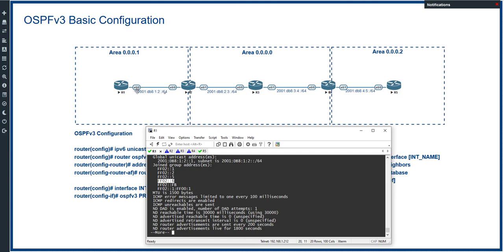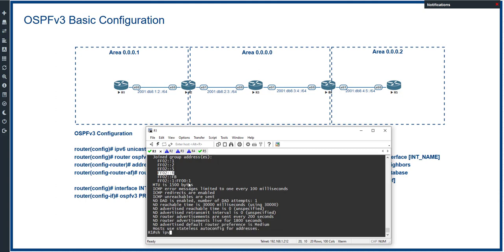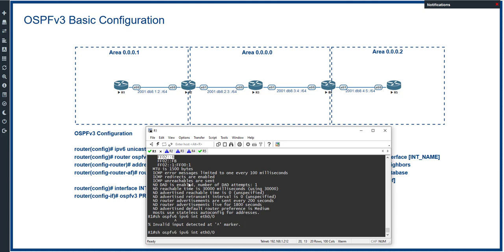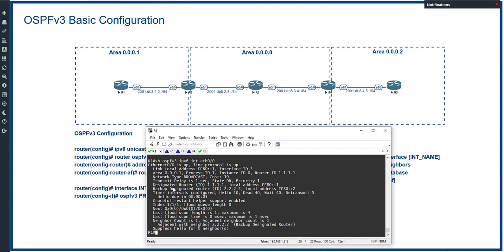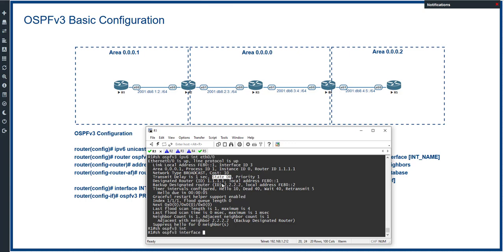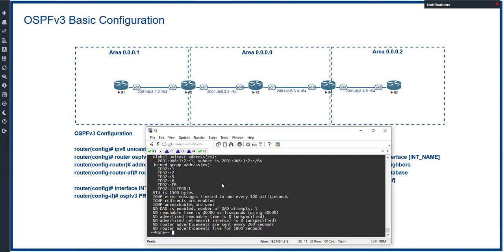The reason is that on this interface we have the role of DR and BDR. Look here, show IPv6 or show OSPFv3. Then show IPv6 interface ETH00 can show us that this is the DR. The DR has the IPv6 address FF02::6 also. As you can see, we have these two IPv6 addresses on router 1.